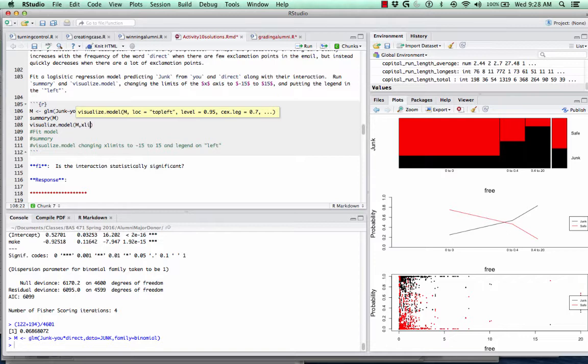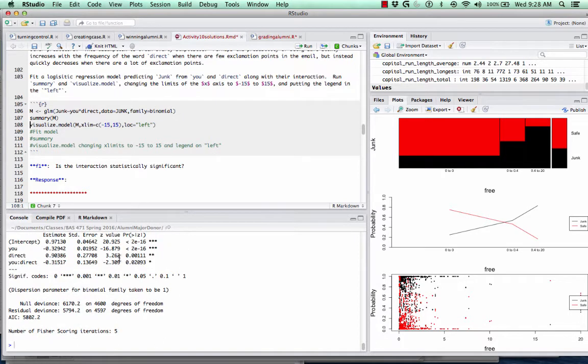And we're going to change the x limits of where the plot is going, just to make the shape of the curve a little bit clearer. We're going to go from minus 15 to 15. Obviously impossible to get negative values, but this will make the visualization easier to digest. And then we're also going to put the legend in the left. So we can say loc equals, in double quotes, left.